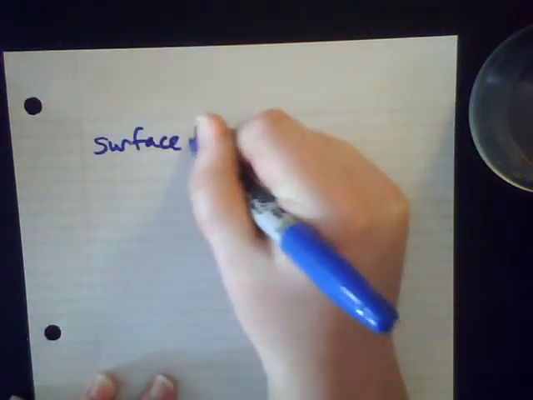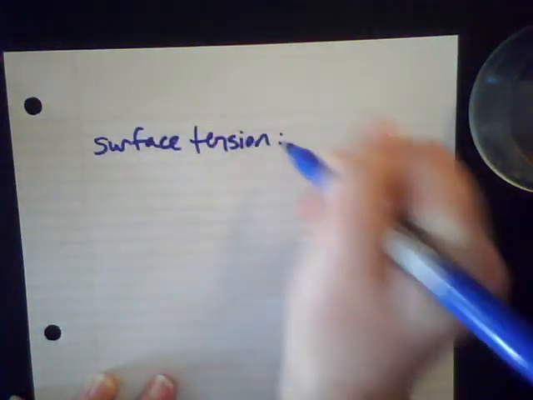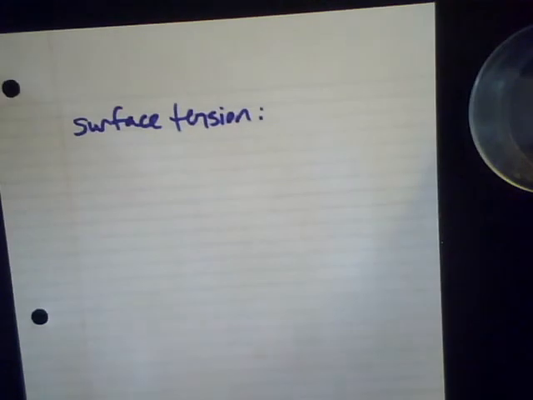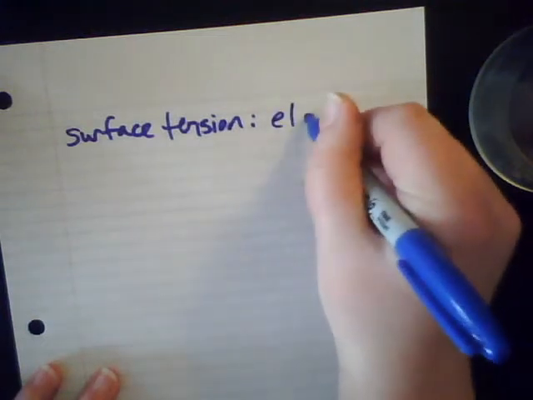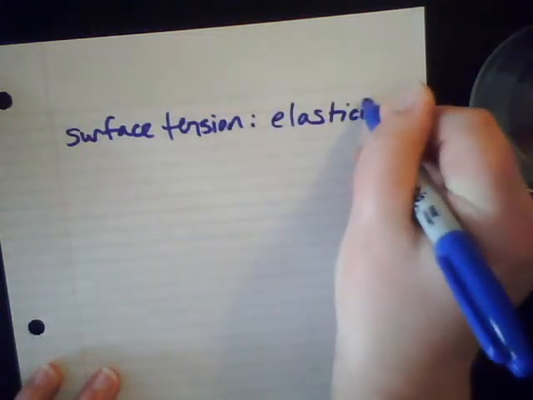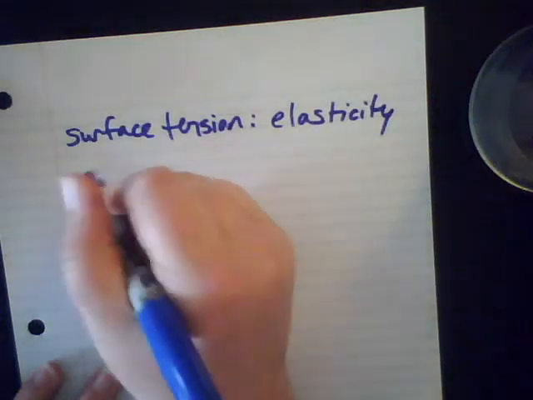Okay, so another characteristic or another property of liquids that's impacted by these IMFs is surface tension. It's fun to talk about liquids because we already know a lot of these things. These are things that we've seen or experienced in everyday life. So surface tension is kind of the elasticity of the surface.